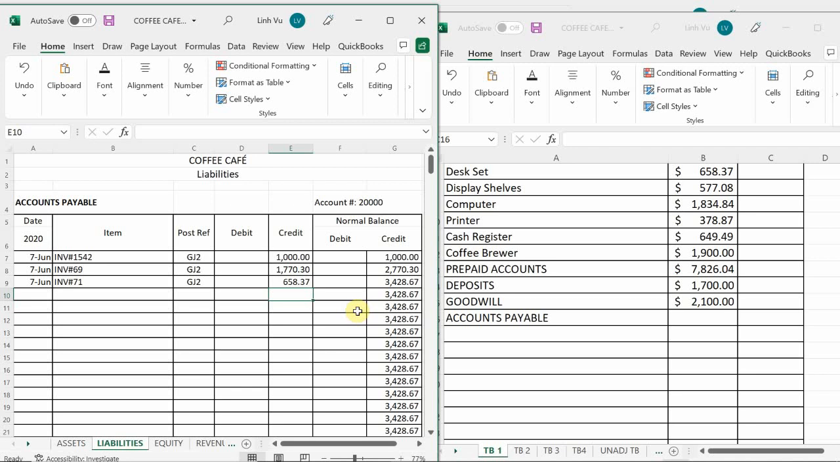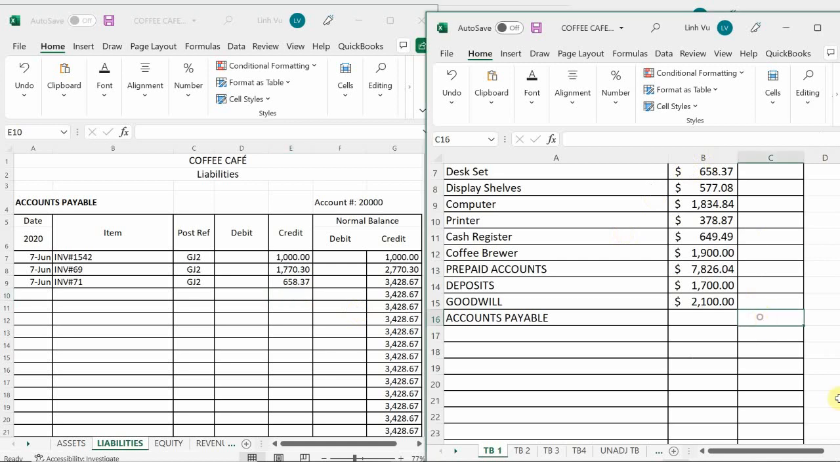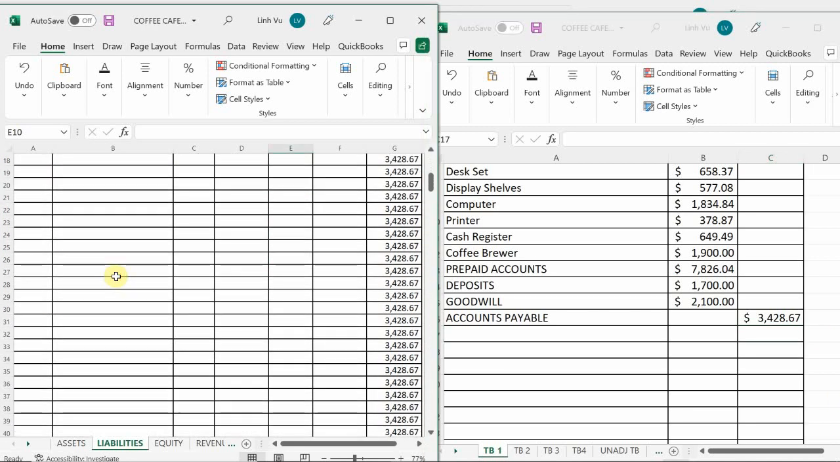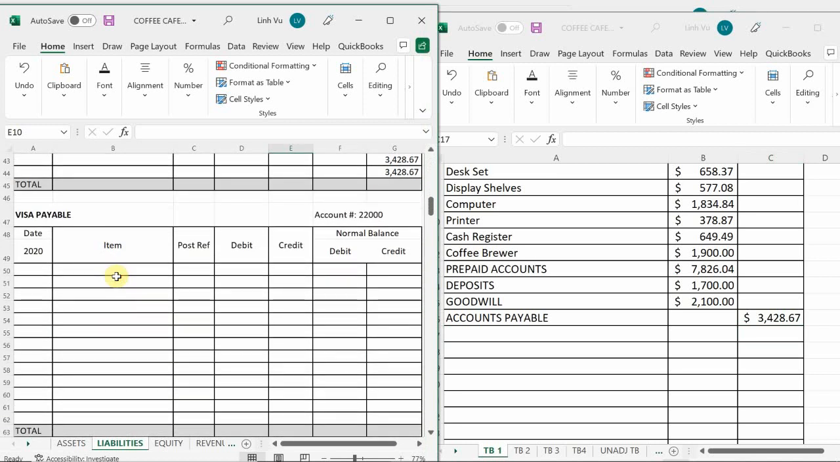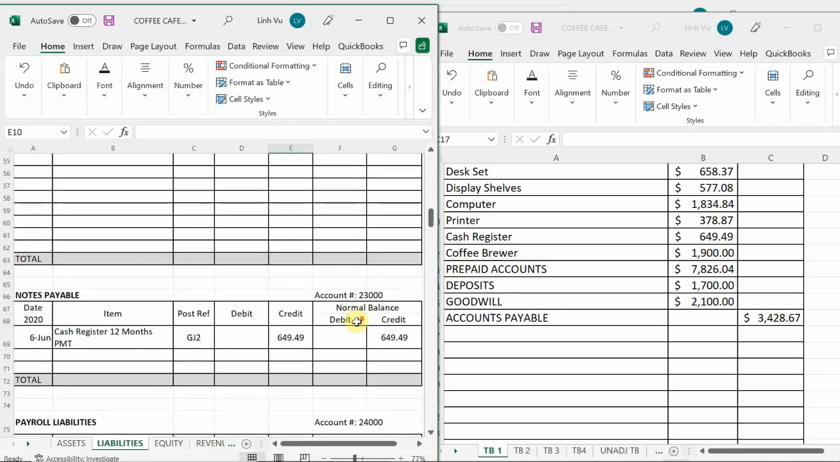$34,28.67. Okay, on the credit side. Okay. Did we have any credit card transactions here? We haven't received our credit card yet, so in this case, nothing there.